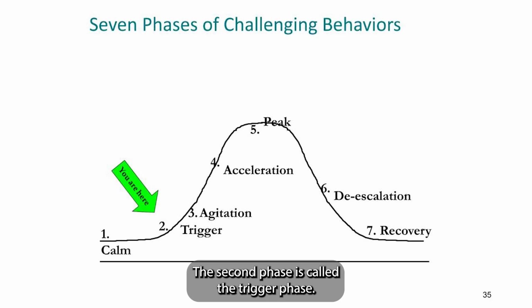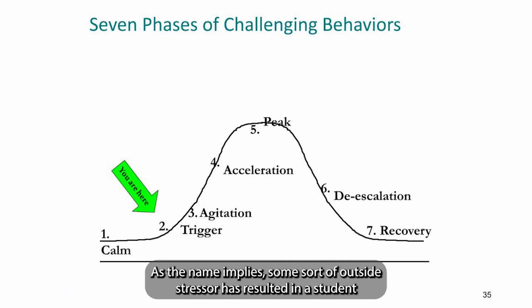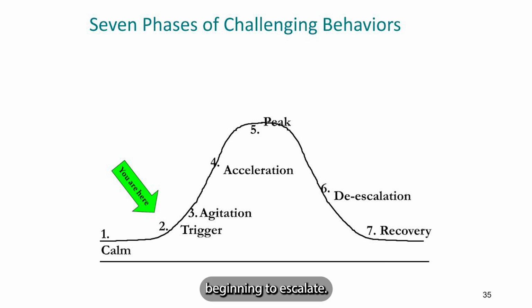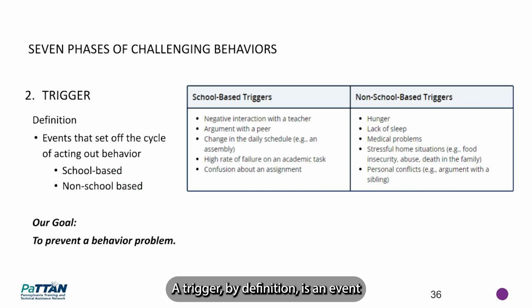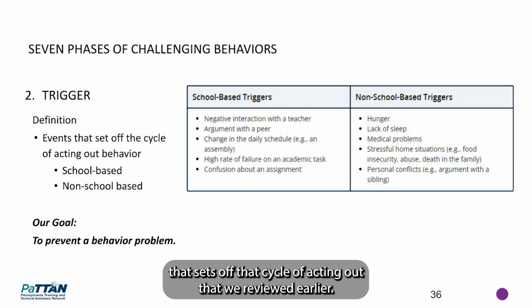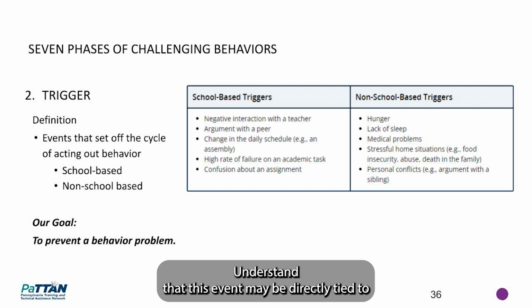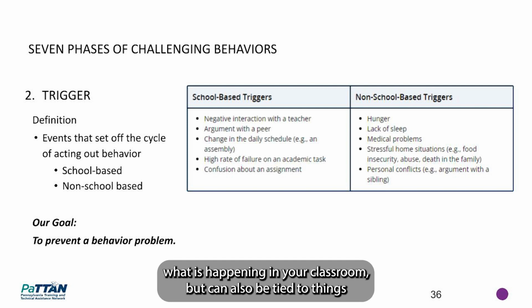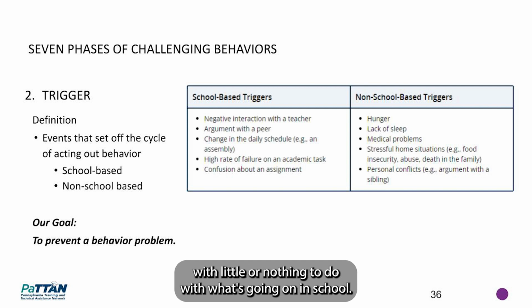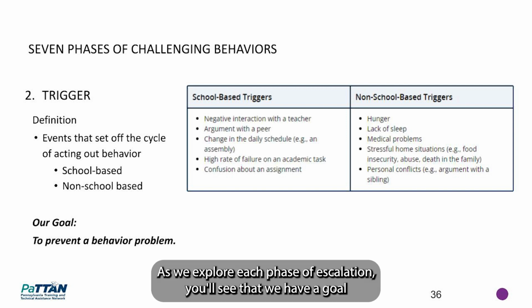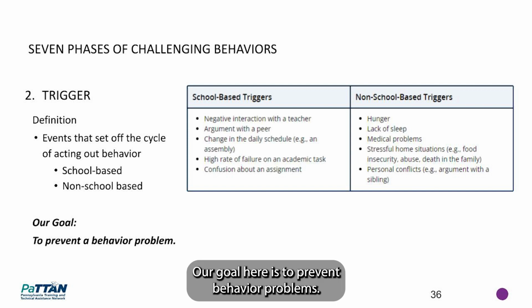The second phase is called the trigger phase. As the name implies, some sort of outside stressor has resulted in a student beginning to escalate. A trigger, by definition, is an event that sets off that cycle of acting out that we reviewed earlier. Understand that this event may be directly tied to what is happening in your classroom, but could also be tied to things with little or nothing to do with what's going on in school. As we explore each phase of escalation, you'll see that we have a goal associated with each phase. Our goal here is to prevent behavior problems.